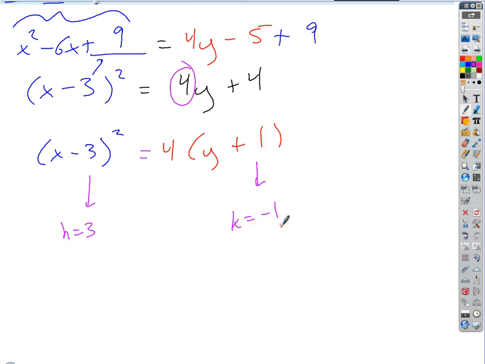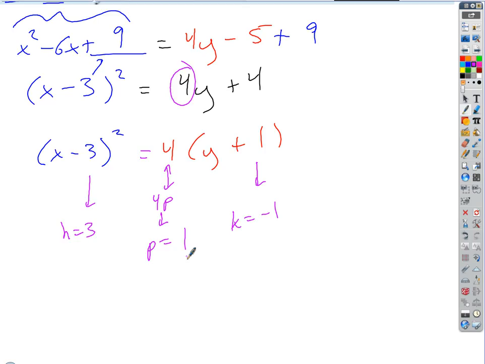Good. -1. Good. So we know those are the coordinates of the vertex. Now, what's p? This is equal to 4p, isn't it? Right? So 4p equals 4. So what's p? 1. All I have to do is just divide that number by 4, right? I got it. That's all I need to graph this thing, for example.